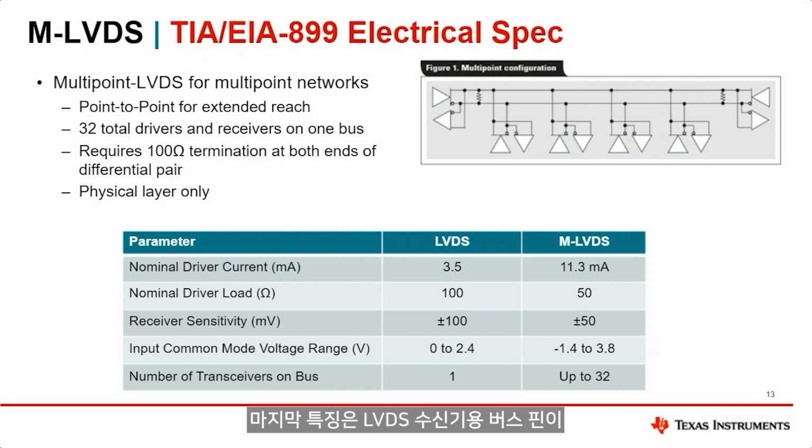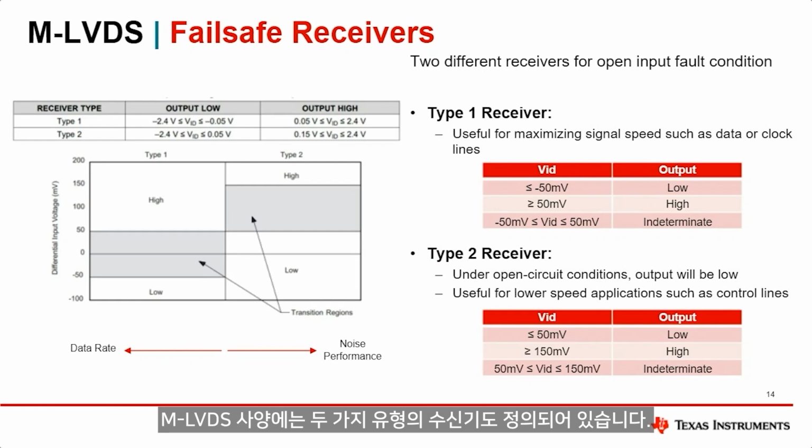The last feature is that bus pins for M-LVDS receivers are ensured to be within 0 to 2.4 volts, and they're capable of accepting a common mode voltage range of -1 to 3.4 volts, and will allow for plus or minus 1 volt ground shifts between the different nodes in a multi-point configuration. Within the M-LVDS spec, it also defines 2 types of receivers.